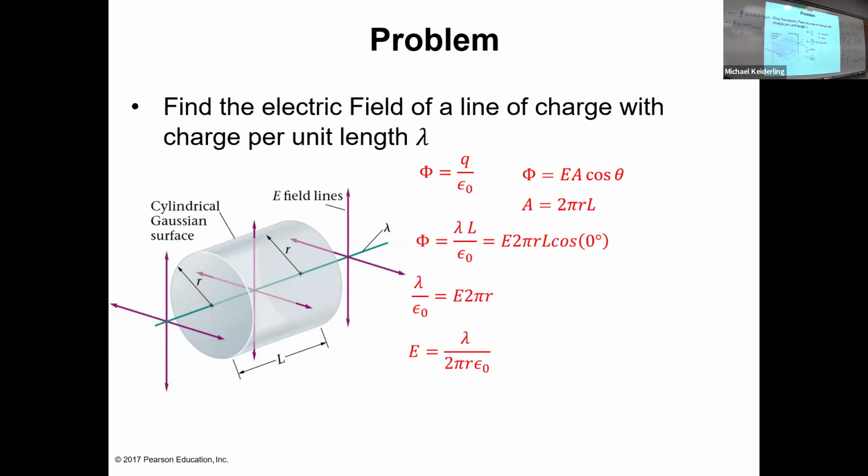And here you can see how if we do a point charge, the area of a sphere is 4 pi r squared. Hence 4 pi epsilon naught r squared.